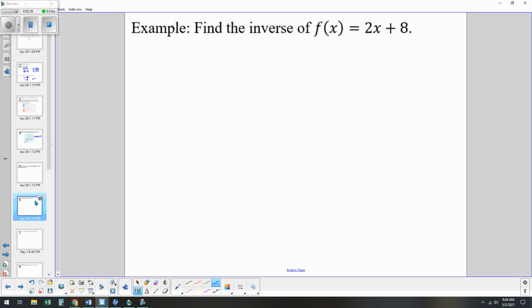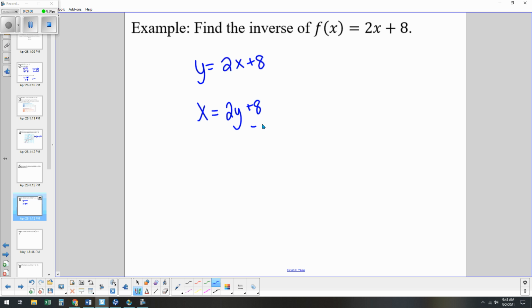So find the inverse of f of x equals 2x plus 8. So this is really y equals 2x plus 8. Any f of x is really y. And now I'm going to switch the positions of the x and the y. So this is now x equals 2y plus 8. And now our goal is to get y alone.